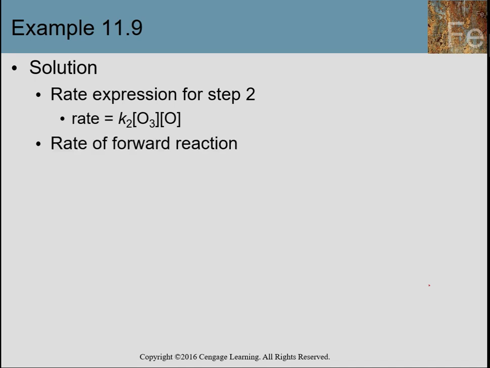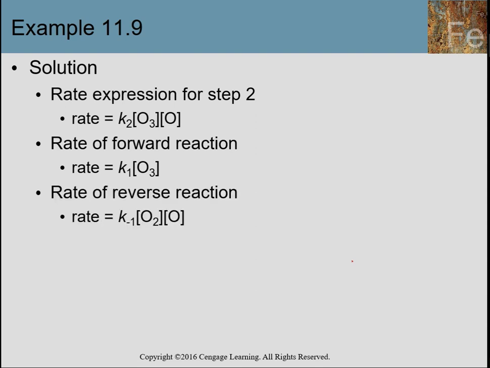Then for the combination of the first reaction, we're going to have two different reactions going on. One that goes forward and one that goes reverse. So we're going to call them K1 and K negative 1. K negative 1 just means it's going in the reverse direction.